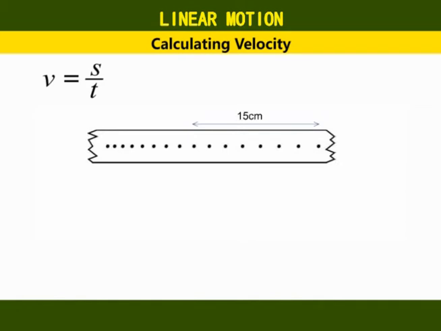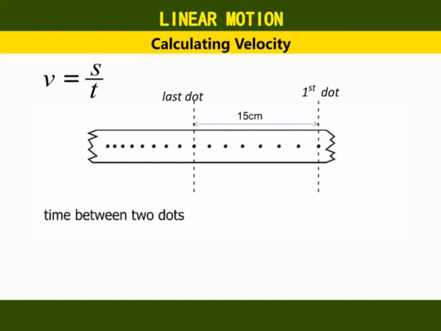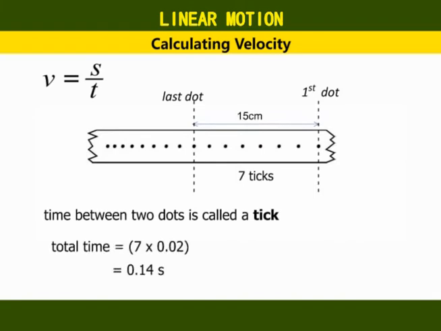We, however, need to know that T is the time taken from the first dot to the last dot of the distance measured. The time between two dots is called a tick, so we count the number of ticks between two dots. Each tick is 0.02 seconds for a frequency of 50 Hz.